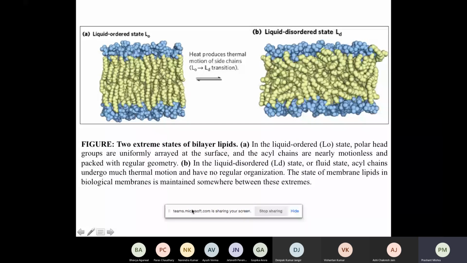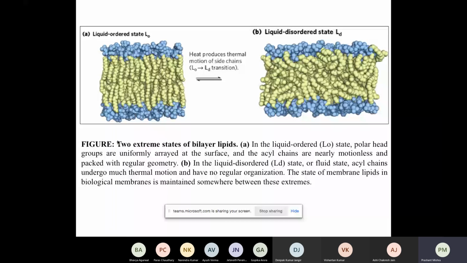But what happens in the liquid disordered state? It is a fluid-like state. Fluid means their motion is very fast. In the fluid state, acyl chains undergo much thermal motion and have no regular organization. You don't see any one of them regularly organized. Some are tilting here, some are here. So they create a lot of space, and that is why, because of no regular organization, the state of a membrane lipid is fluid.